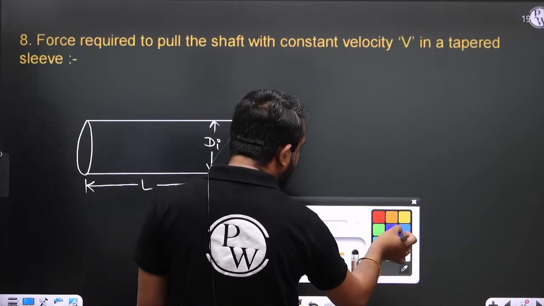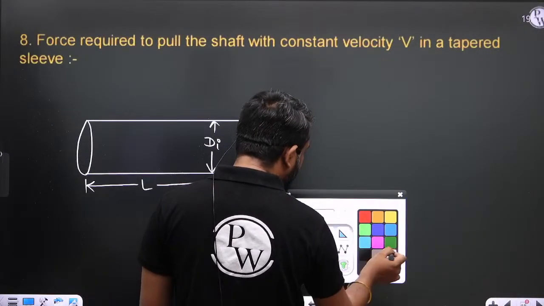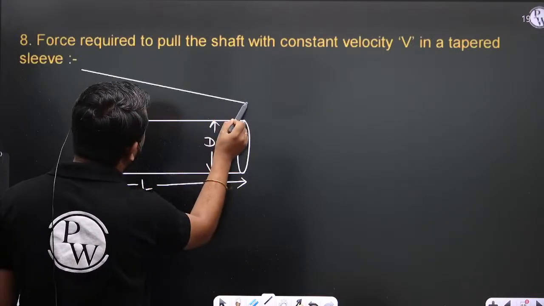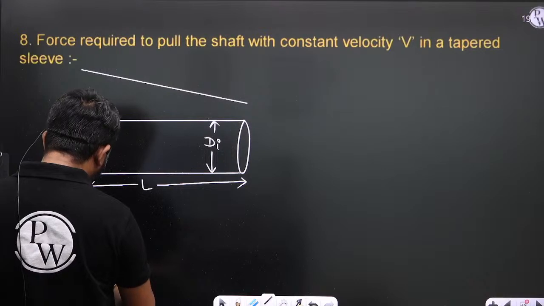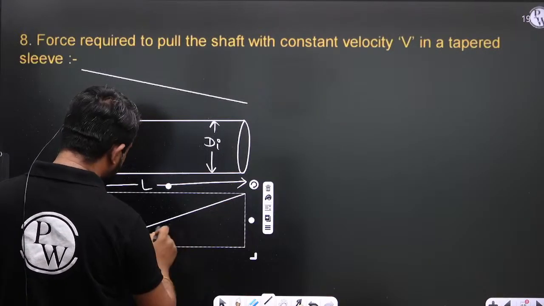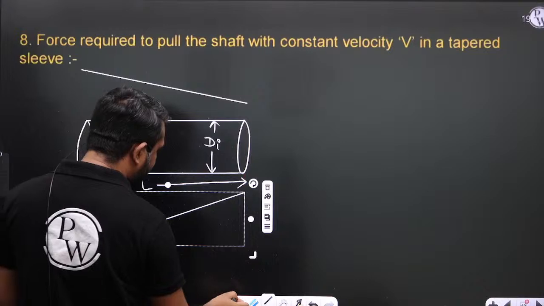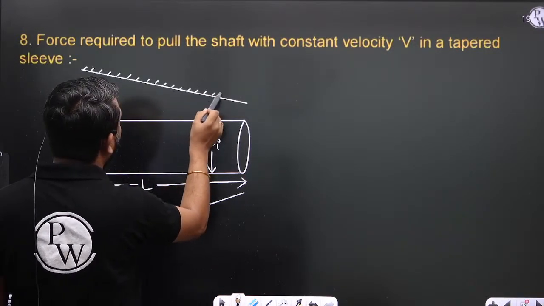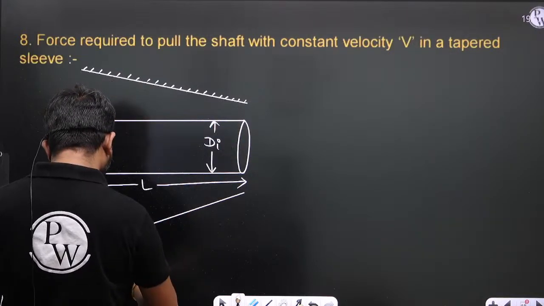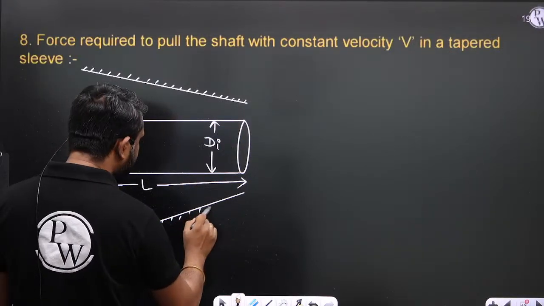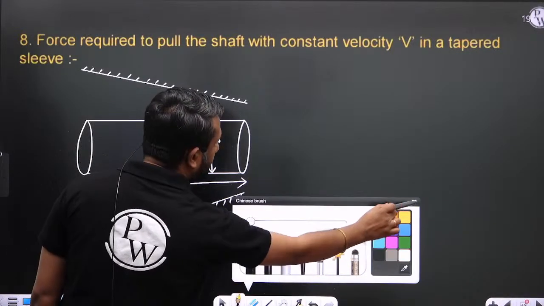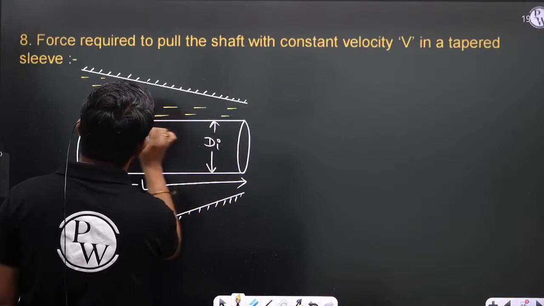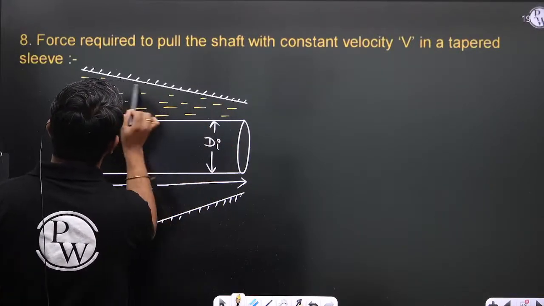And this shaft is in a tapered sleeve. This is the tapered sleeve. And to minimize the friction, to reduce the friction, lubricant is used. So this is the lubricant.